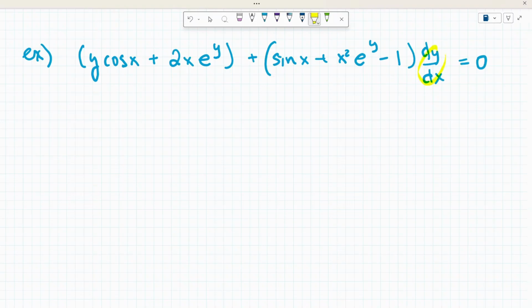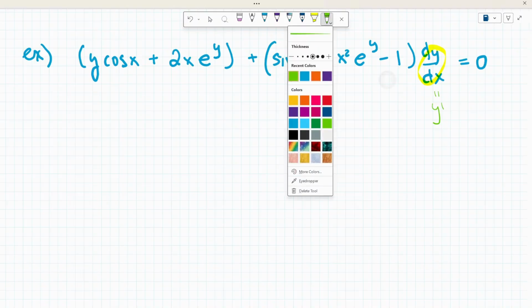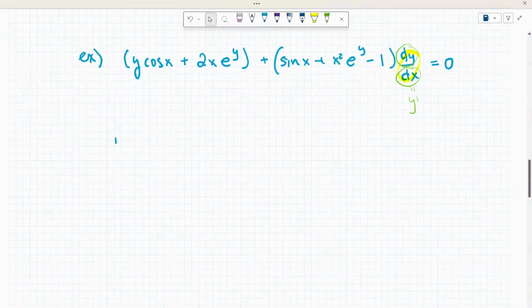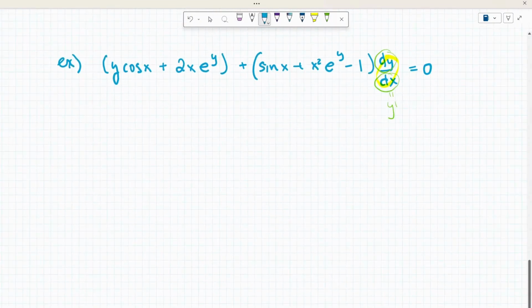Just so you know, this dy over dx can also be written in prime notation as y prime, but for the purpose of exact equations, we do need it in Leibniz notation because, as you saw before, we take the dy separately and the dx separately in order to put it in that ideal form that we need. So if we follow our step-by-step process, sorry about that, I zoomed in a little bit too much there.